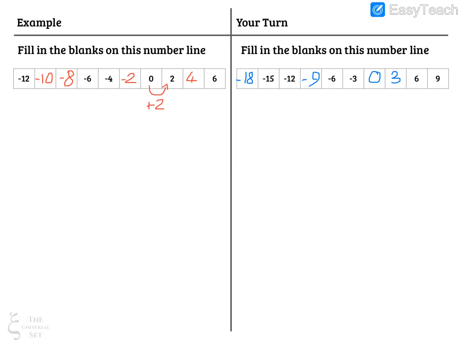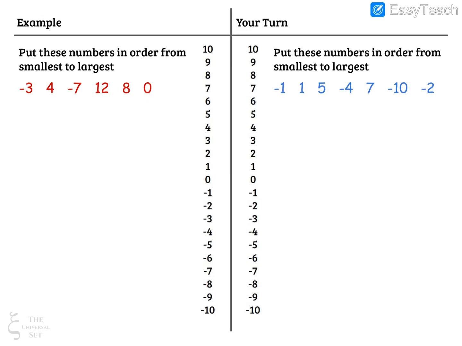Lovely stuff. Okay, the next thing we're going to need to be able to do is to put some numbers in order. So the question here says put these numbers in order from smallest to largest. Now I've put a number line down here that might be useful to help us answer this question. But we're going to start with the smallest. That's what it says here. So let's decide which of these numbers is going to be the smallest.